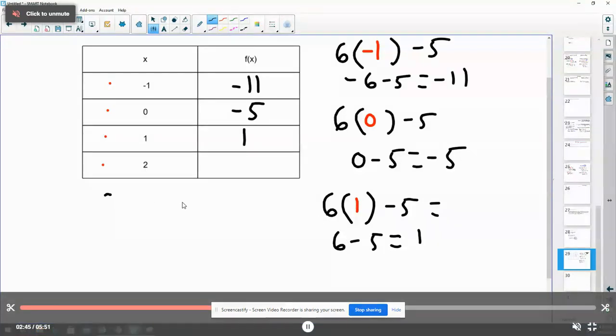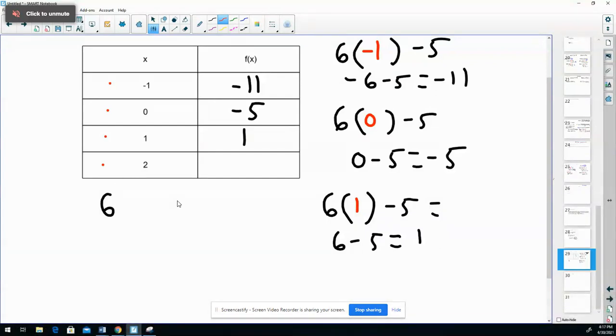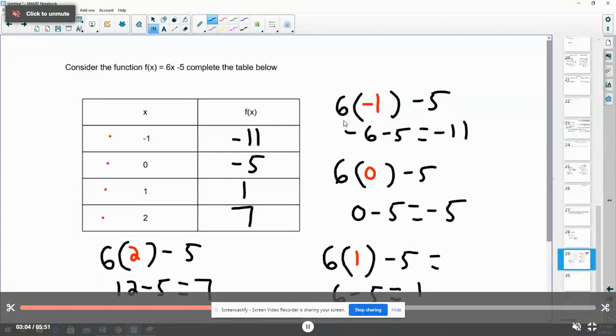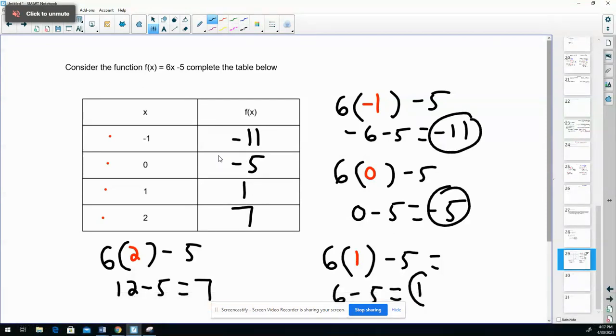So 6 times 1 minus 5 is equal to 6 times 1 is 6, minus 5 is 1. And then plugging in 2 we'll do over here, so we have room. So we have 6 times 2 minus 5. 6 times 2 is 12 minus 5. 12 minus 5 is 7. Okay, so all we did was just plug in 4 different numbers into the same function to complete our table. So we got -11, -5, +1, +7.